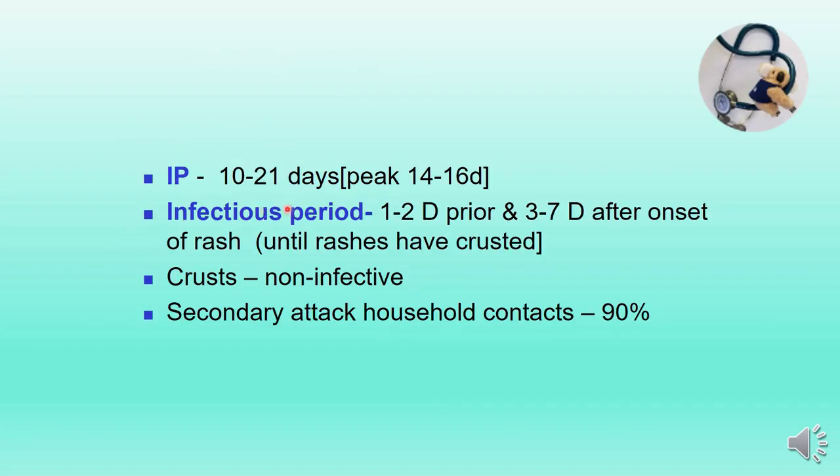Incubation period for chickenpox is 10 to 21 days, with peak being 14 to 16 days. The infectious period is 1 to 2 days prior and 3 to 7 days after the onset of the rash, until rashes have crusted. And remember, once the rash is crusted, this individual is non-infective. All the contacts who never had chickenpox or who are not vaccinated are highly susceptible. 90% of this type of individuals are at a risk of developing chickenpox if they are exposed to a case of chickenpox.